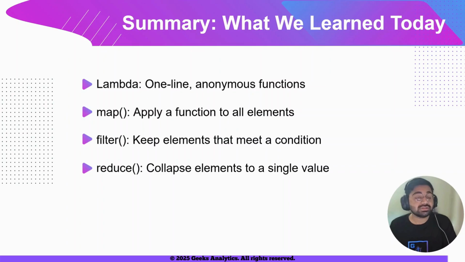So in today's session, we covered how to write compact and expressive code using Lambda and functional tools, how these tools can help us write efficient data pipelines, clean and transform lists, and reduce values to a single value, like an aggregation done over the whole list.